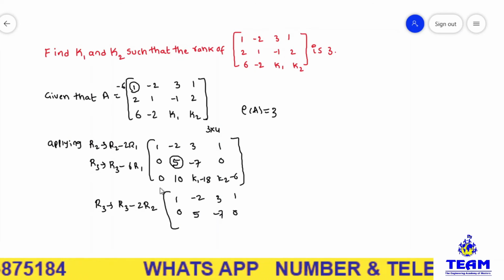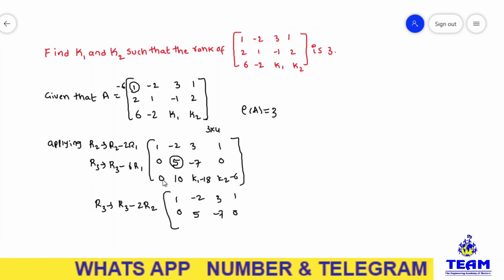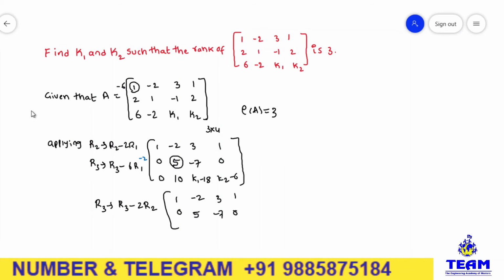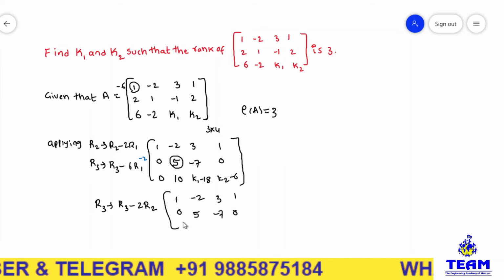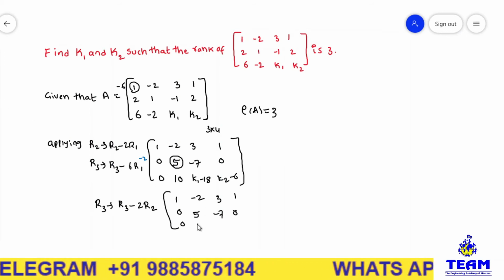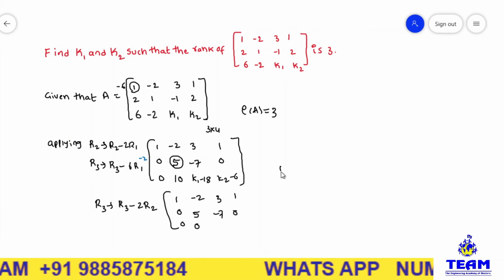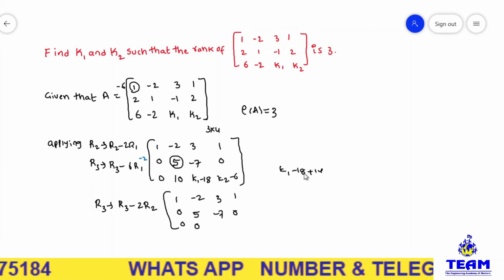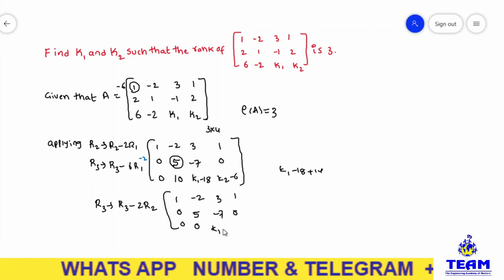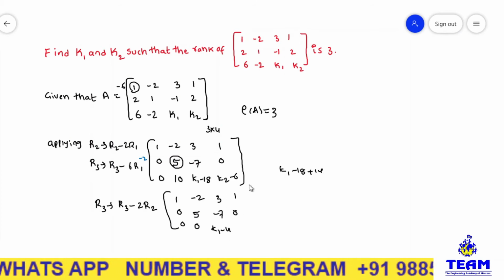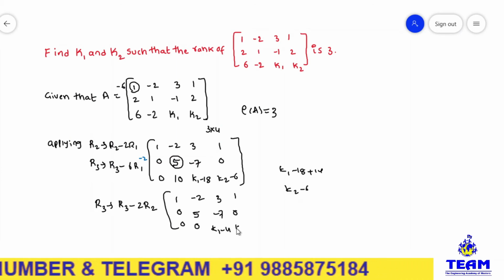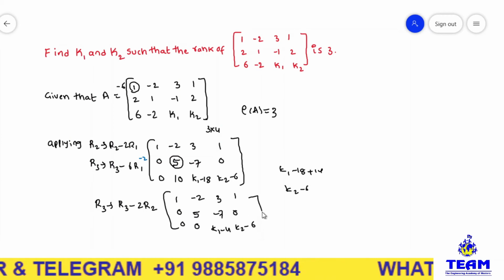Now I am applying the operation on the third row. So 0 minus 0, here I am writing 0. 0 minus 0 is 0. Next, 10 minus 10 is 0. K1 minus 18, this is plus 14. So what you are getting? K1 minus 4. Next this is K2 minus 6. Here minus 0. So K2 minus 6 is the third row.